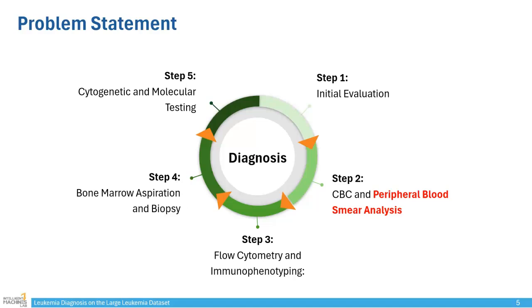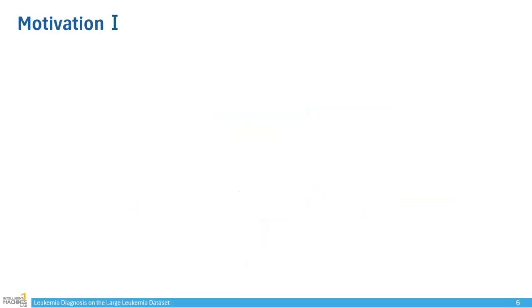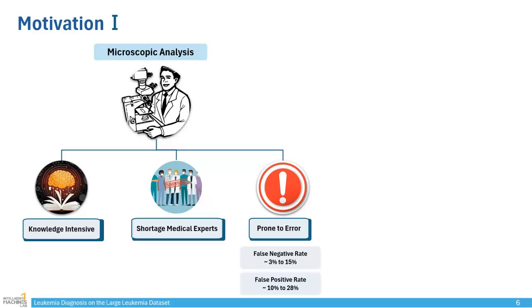But the microscopic analysis of the peripheral blood film offers a rapid and valuable diagnosis option in many settings. Additionally, morphological analysis aids in the early and accurate diagnosis of leukemia. But the microscopic analysis has its own limitations.